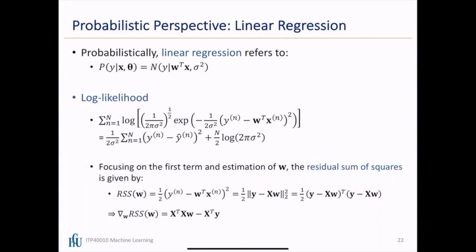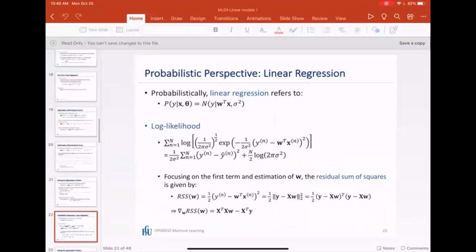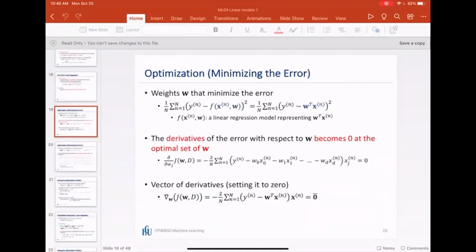Earlier we have seen the derivation process. We assume the linear model and come up with the mean squared error, and then we take the partial derivative of the mean squared error.